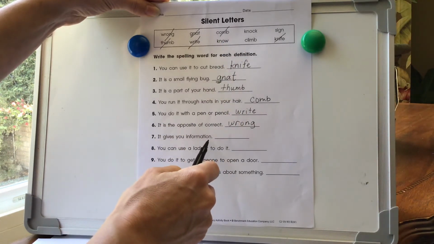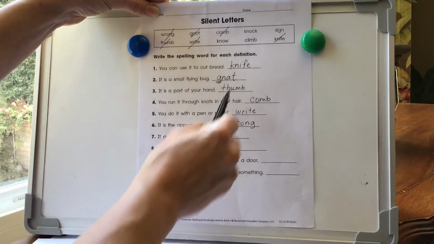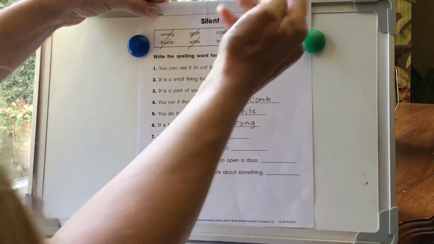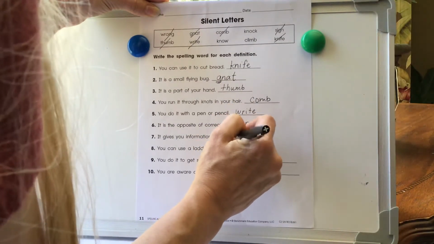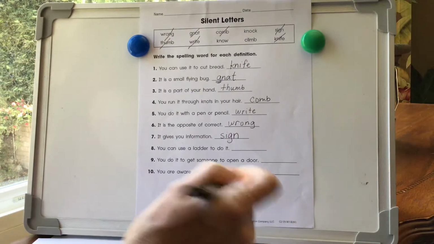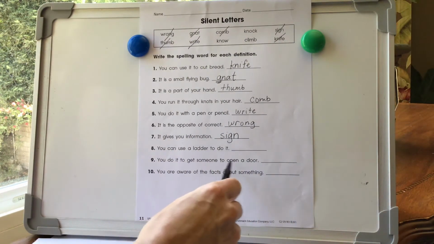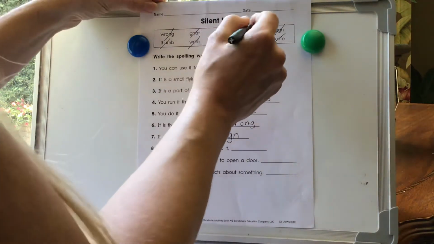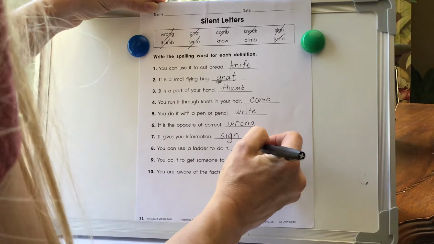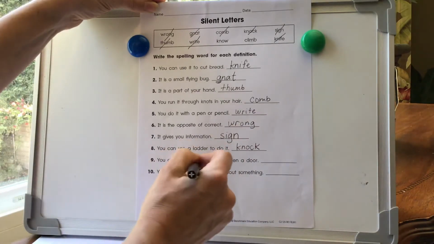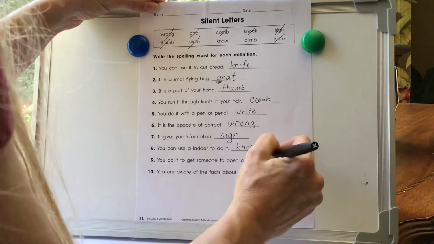No is something you know. Does a not give you information? Not really. Does a climb? Oh, a sign. A sign gives you information about what you should do or not do. Okay, number 9, you do it to get someone to open a door. You knock on a door to let someone know that you need to come inside. You do it to get, oh my goodness, I wrote it on the wrong one. I skipped one. I am so sorry.